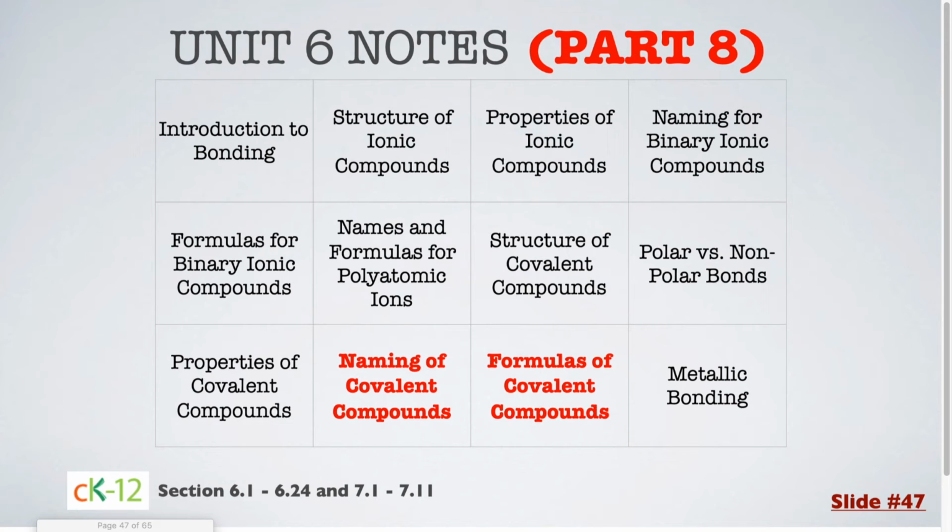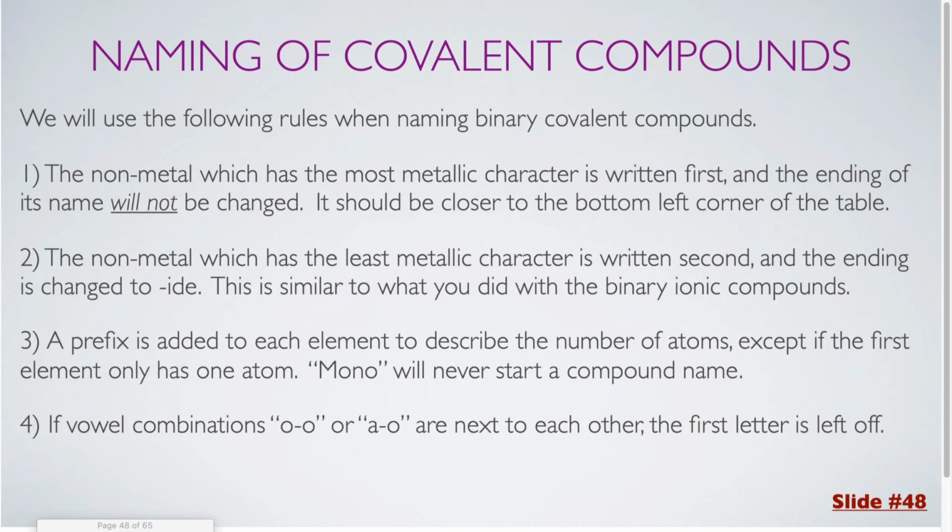In Part 8 of the Unit 6 notes, we are going to be naming and writing formulas for covalent compounds. We will use the following rules when naming binary covalent compounds. The nonmetal, which has the most metallic character, is written first, and the ending of its name will not be changed. It should be closer to the bottom left corner of the table. Of course, we know this from our periodic trends unit. Metallic character increases towards the bottom left corner.